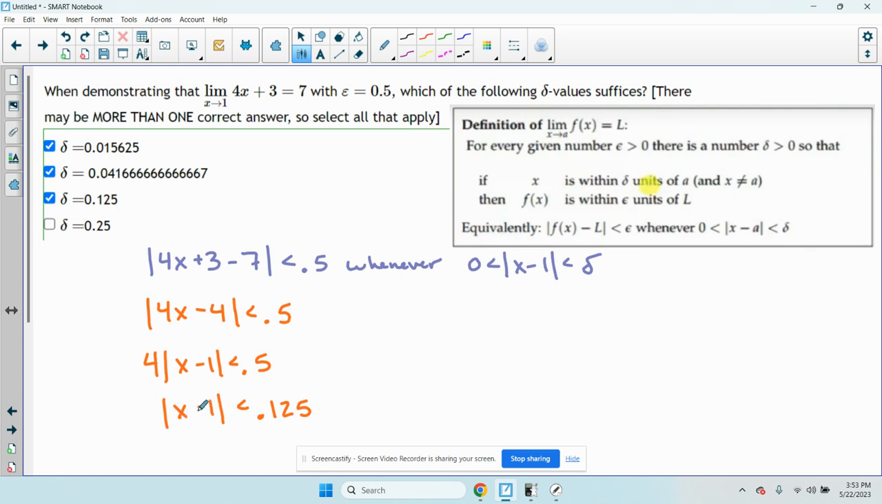So when you compare this and this, you'll see that I get the absolute value of x minus 1 is less than delta, which is going to be equal to 0.125. So any delta that is less than or equal to 0.125 will work. So it's a matter of just picking the solutions that have a delta value less than this. So that would be A, B, and C.